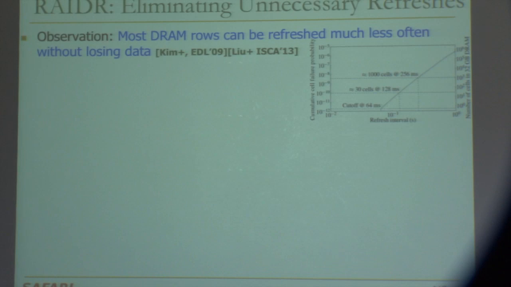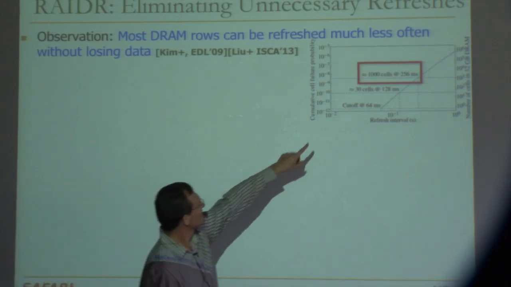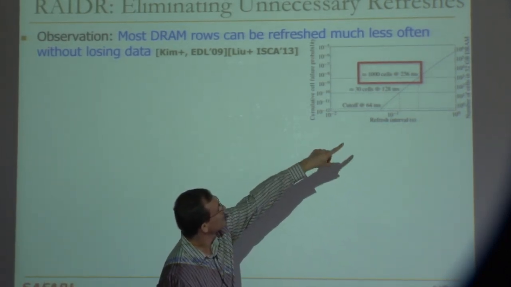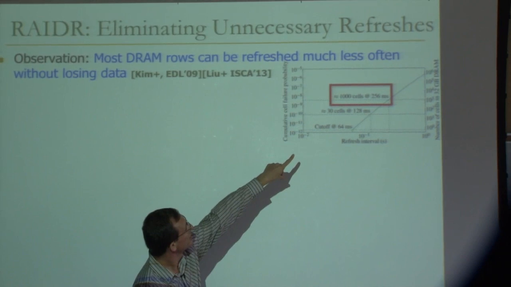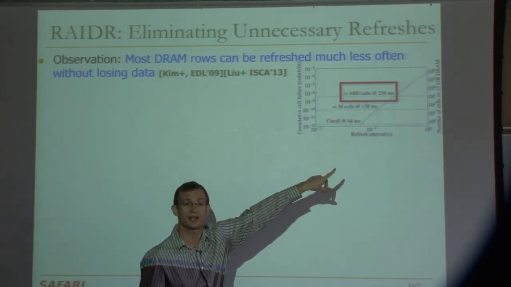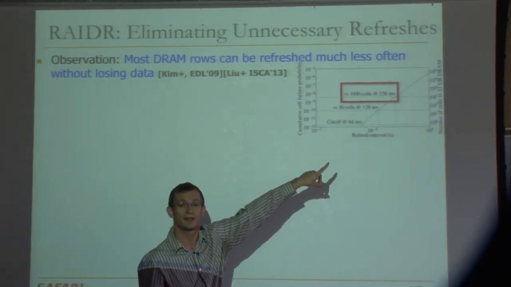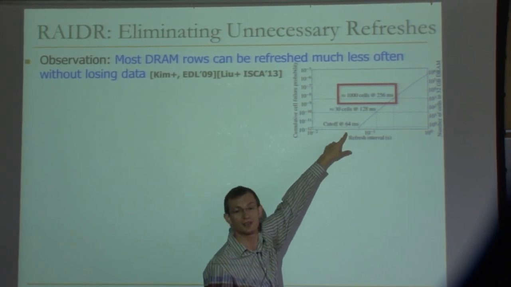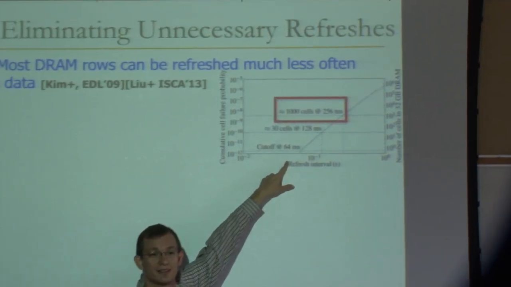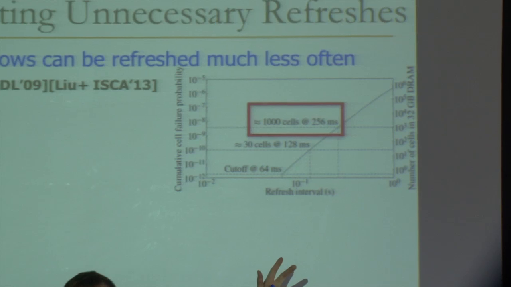Okay, this picture for you. Yeah, actually, if you look at this, well, I guess I'll pick that one. In a 32 gigabyte DRAM system, you need to refresh only 1,000 rows every 256 milliseconds. Yet we are refreshing every row at 64 milliseconds today. So this is a big waste, right?